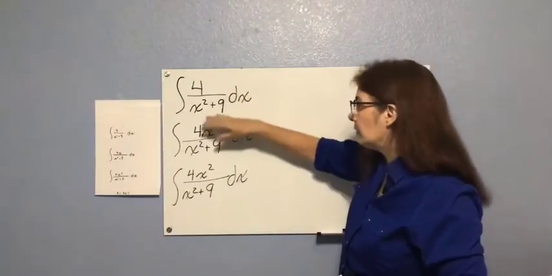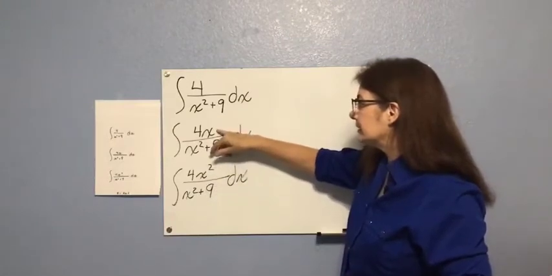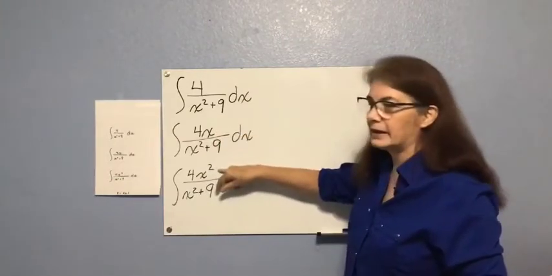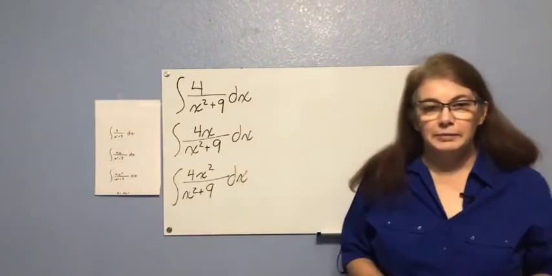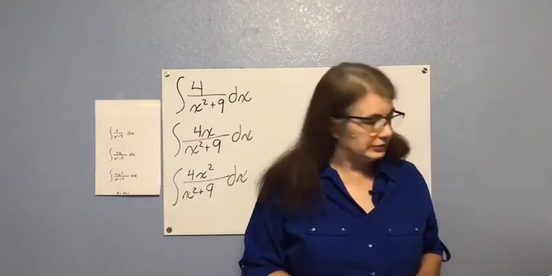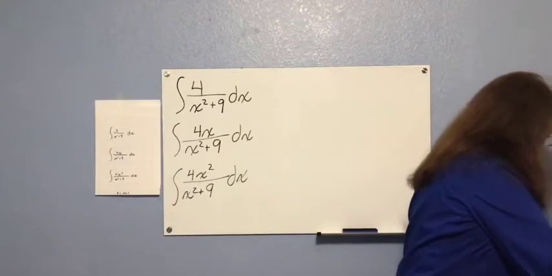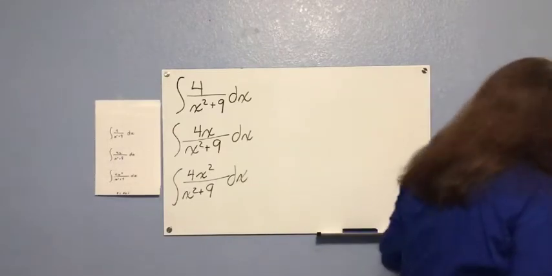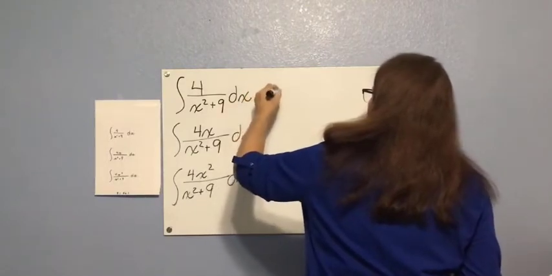They all have a 4 in the numerator, but the only thing that's different is that this one has x and this one has x squared. And that might seem like a simple little difference, but it completely changes our approach for these integrals. So let's look at the first one. In this first one, since the 4 is a constant, I can take it out.